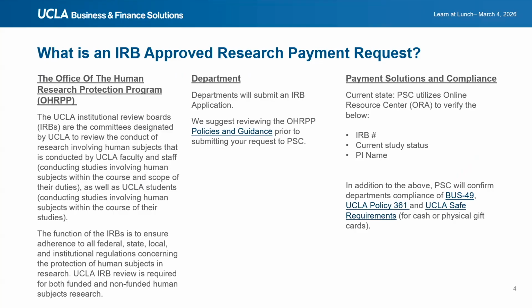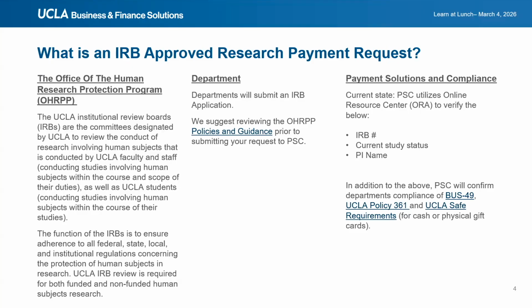The function of the IRBs is to ensure adherence to all federal, state, local, and institutional regulations concerning the protection of human subjects in research. UCLA IRB review is required for both funded and non-funded human subjects research. When the department submits an IRB application, we suggest reviewing the OHRPP policies and guidance prior to submitting your request to Payment Solutions and Compliance.